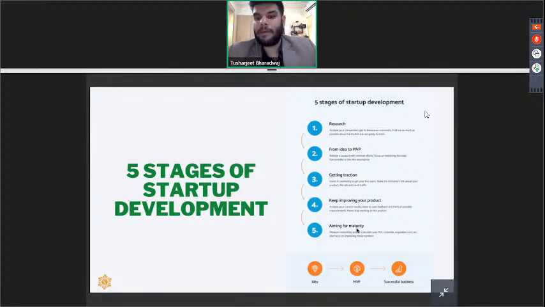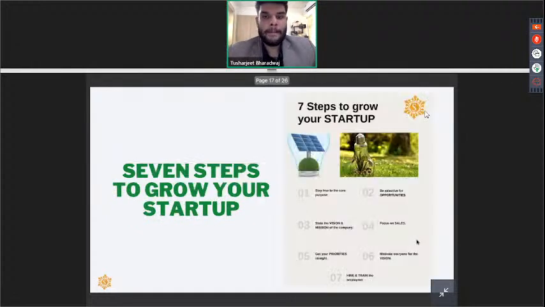The next one is aiming for maturity. Measure everything you do. Calculate your rate of interest, customer acquisition costs, etc., and focus on improving these numbers. So the stages are from idea to MVP to a successful business. Then 7 steps to grow your startup.